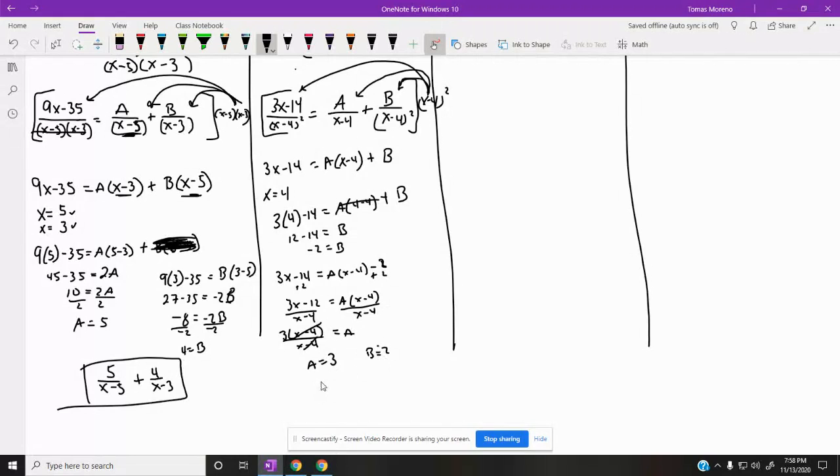So now my partial fraction decomposition is 3 over x minus 4 plus -2 over x minus 4 squared.